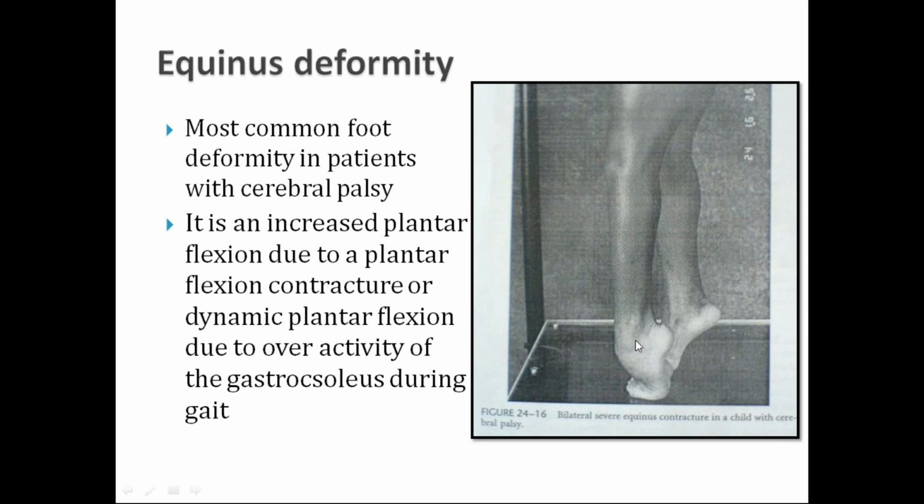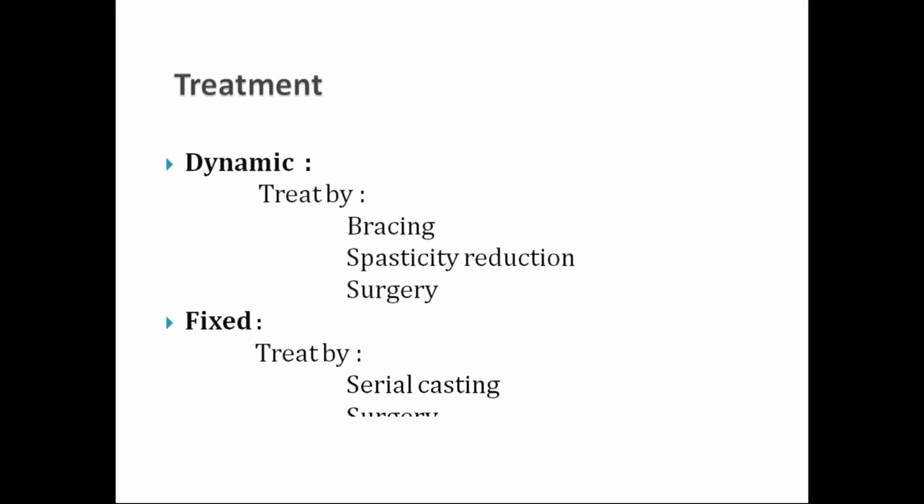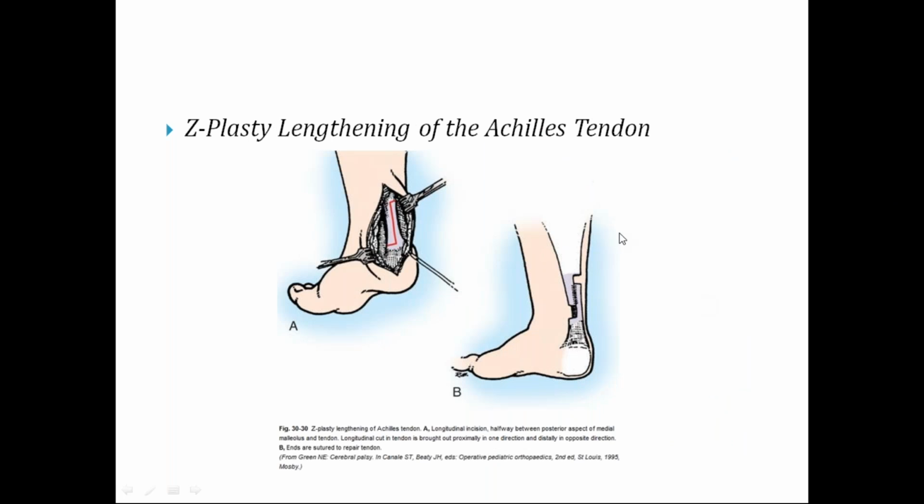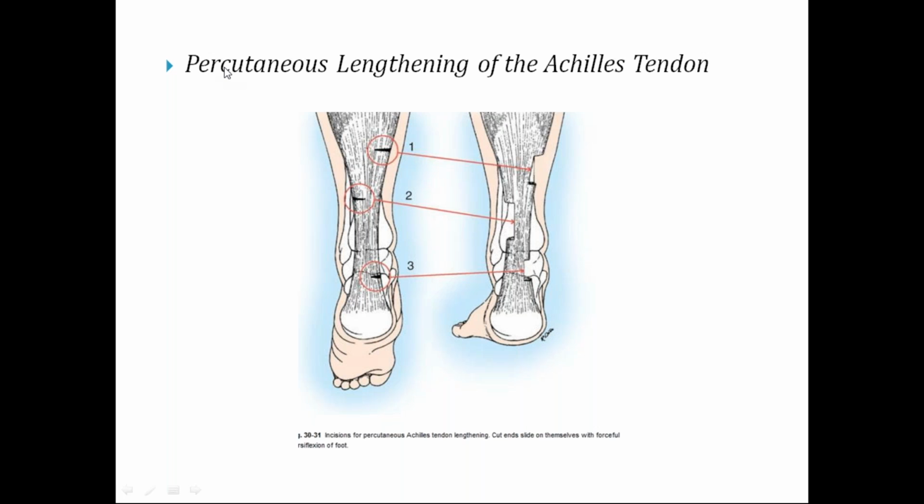Here tendo Achilles will be there. There is severe contraction of the tendo Achilles. Therefore, it is an equinus. So we can release the TA. Or bracing, spasticity reduction. So this is TA, tendo Achilles. We can do Z-plasty. This is Z-plasty. Z-plasty of Achilles tendon lengthening, or we can do percutaneous lengthening.